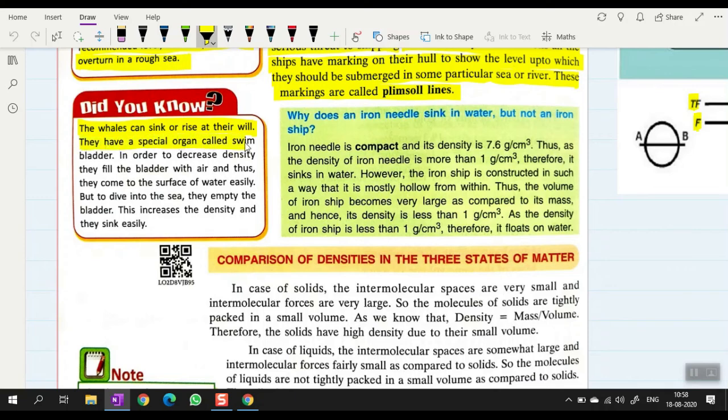Whales have a special organ called the swim bladder. In order to decrease their density, they fill the bladder with air and thus they come to the surface of water easily. But to dive into the sea, they empty the bladder, which increases the density, and they sink easily. So whales have this kind of natural mechanism to float on the surface of water or to sink deep inside the sea, which is the swim bladder.